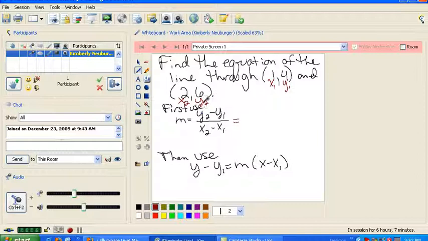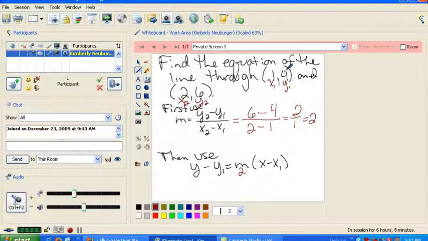In our formula, the y2 will get replaced with the 6, and the y1 will get replaced with the 4. The x2 will get replaced with the 2, and the x1 will get replaced with the 1. That gives us 2 over 1, which is a slope of 2. That means in this formula, the m will get replaced with a 2. Now, for the x1 and the y1, it doesn't matter which point you use. Both of these 2 points will give you the same answer. I'm just going to go ahead and use the point (1, 4), but you could use (2, 6) to plug in for the y1 and the x1 here and here, and you'd get the same answer.